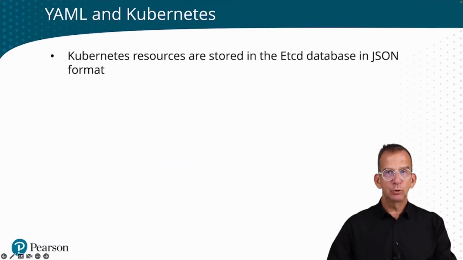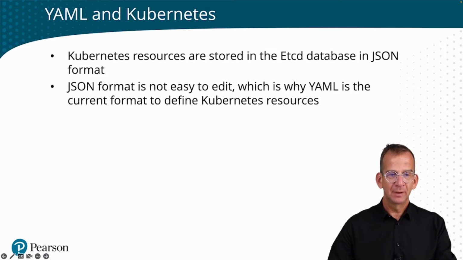So while working with Kubernetes, you may be working with YAML a lot. So in order to understand YAML, we need to understand a little bit about how Kubernetes resources are stored. That's happening in the etcd database. The etcd database is one of the core components of any Kubernetes environment, and resources are stored in this database in the JSON format. The JSON format is not easy to edit, and that is why YAML is the current format to define Kubernetes resources.